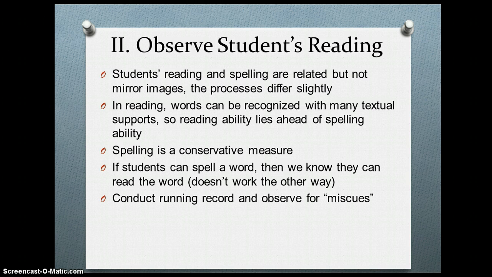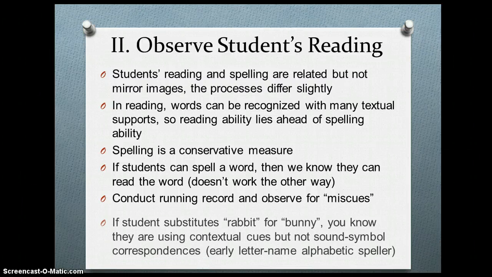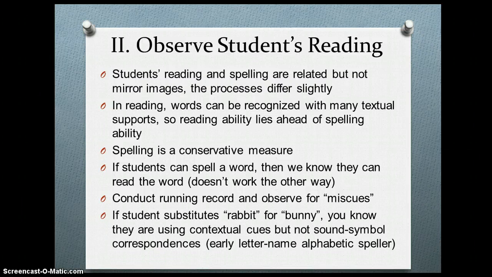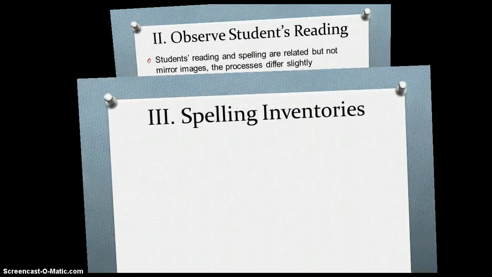So you can conduct a running record and observe for miscues. And if they're miscuing on a word, typically they're not going to be able to write that word if they're not able to recognize it in print. So if a student substitutes rabbit for bunny, you know they are using contextual cues but not sound symbol correspondences. They may be in that early letter name alphabetic stage.